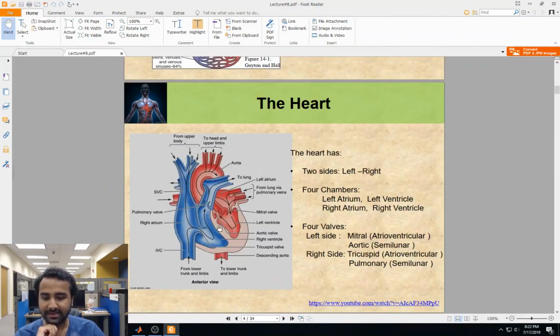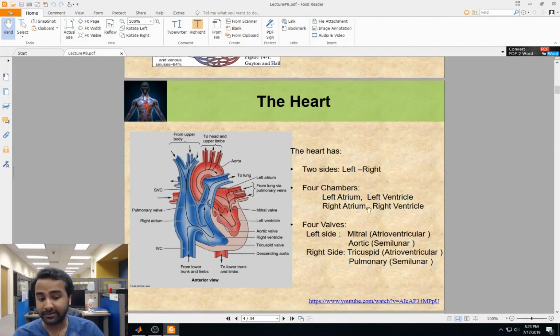First off, let's talk about the heart. The heart consists of two sides, and as counterintuitive as it sounds, the two sides are left and right. Over here, the right side that you're looking at is actually the left, and this side in blue is actually the right, mainly because of the perspective of how we're looking at it. Don't worry, you'll quickly get over it. There are four chambers of the heart: the left atrium, left ventricle, right atrium, and right ventricle, and they're located right here.